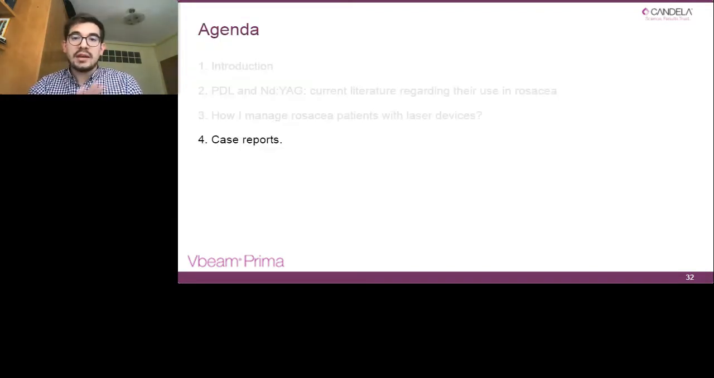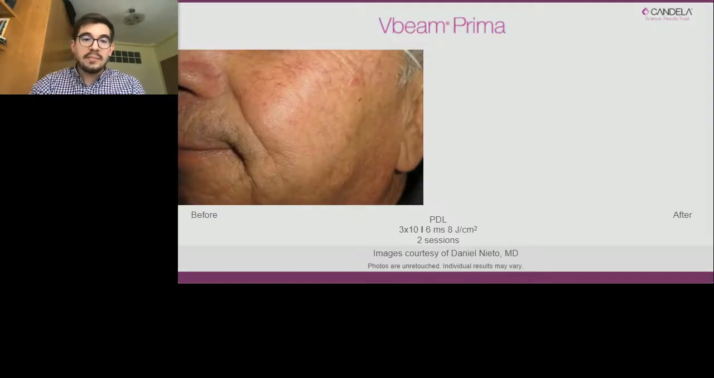Okay, so just to round it all up, I'm going to give you some examples of patients from my clinic with the parameters I use and the results I've got with the Vbeam Prima. This is a 55-year-old patient with telangiectasia, the pure form of rosacea, with very low density areas of telangiectasia located in both cheeks. I used the 3 by 10 millimeter spot.